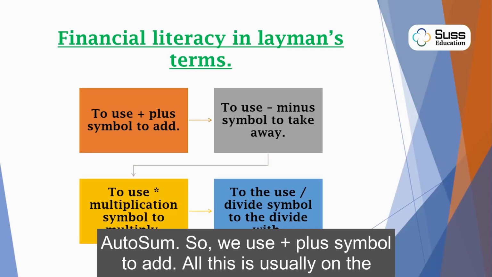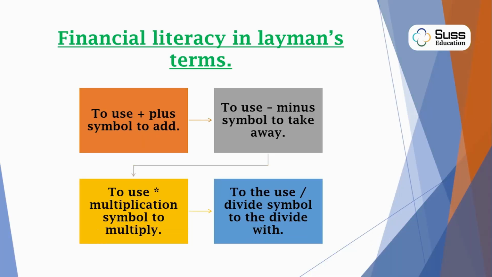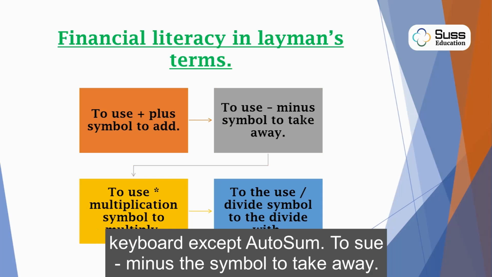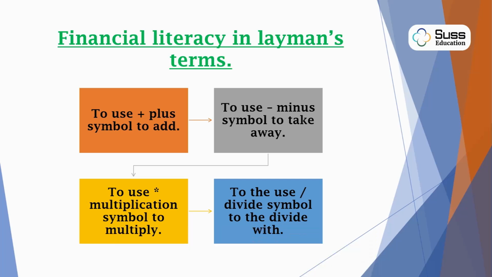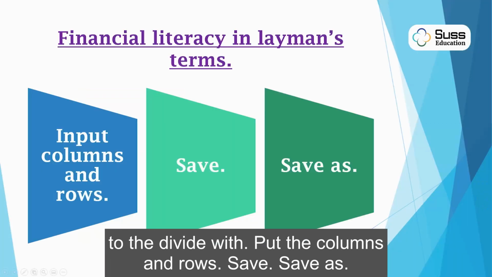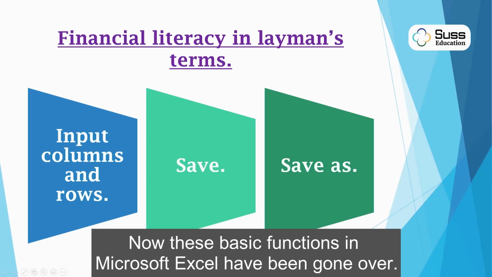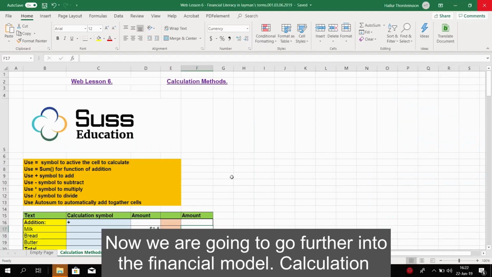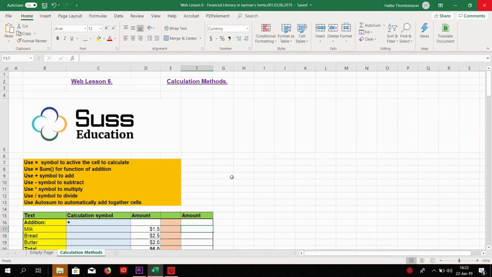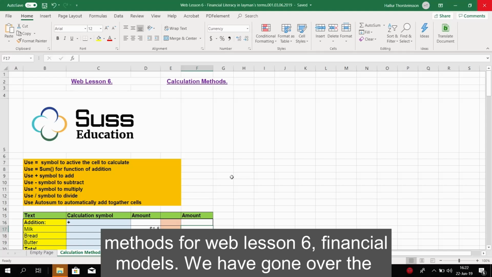So we use the plus symbol to add. All this usually is on the keyboard except AutoSum. To use the minus symbol to take away, to use the multiplication symbol to multiply, to use the divide symbol to divide with. Put in columns and rows, save as. Now these basic functions in Microsoft Excel have been gone over. Now we are going to go further into financial model calculation methods for Web Lesson 6 financial models.